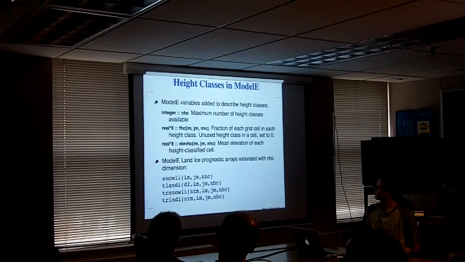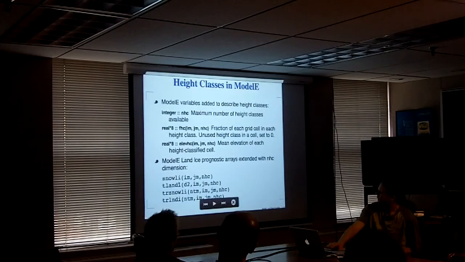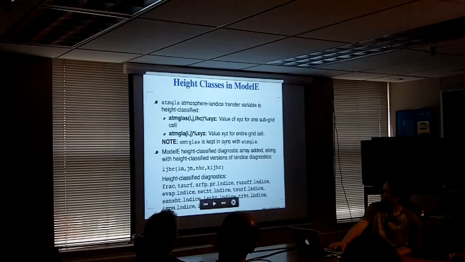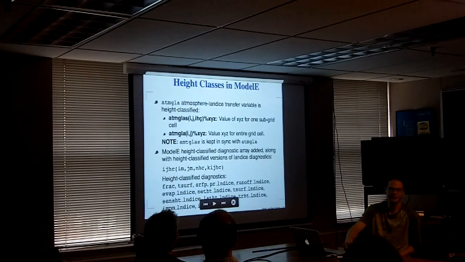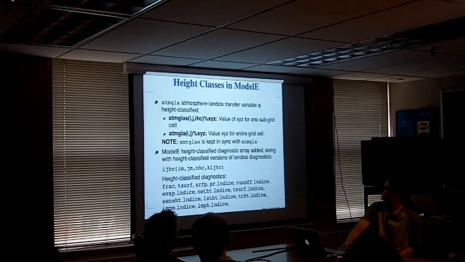Okay, so then what does ModelE do? It extends these prognostic land ice variables with this added dimension for height class. There's ATM-GLA, the atmosphere and land ice transfer variables, which is used to transfer a lot of stuff between the atmosphere and the ground. Now we have a whole array of them, one per height class, because we have to keep track of things differently. But we make sure that this one is always equal to the weighted sum of that one, weighted with those FHC numbers.